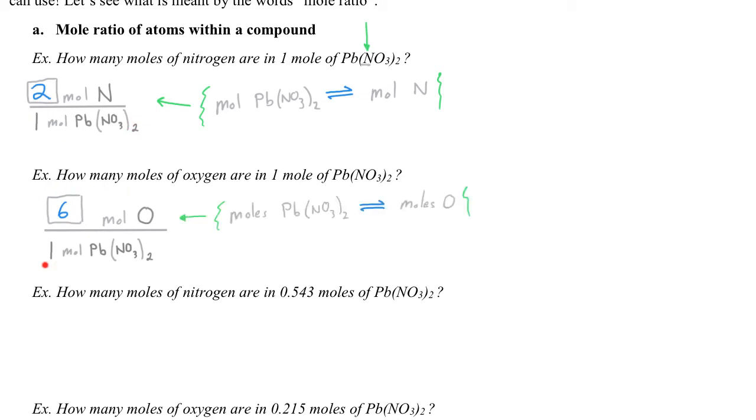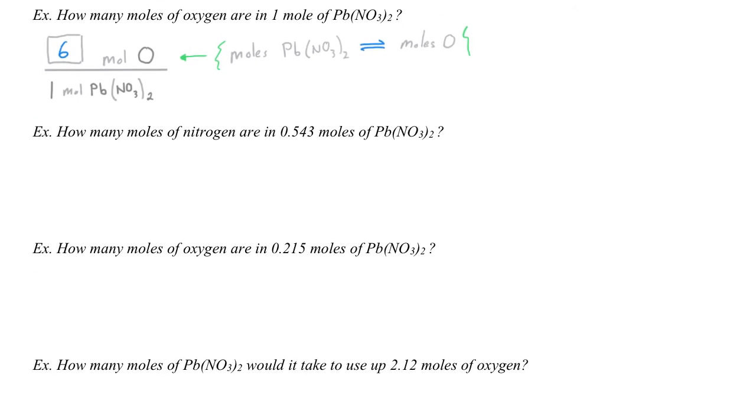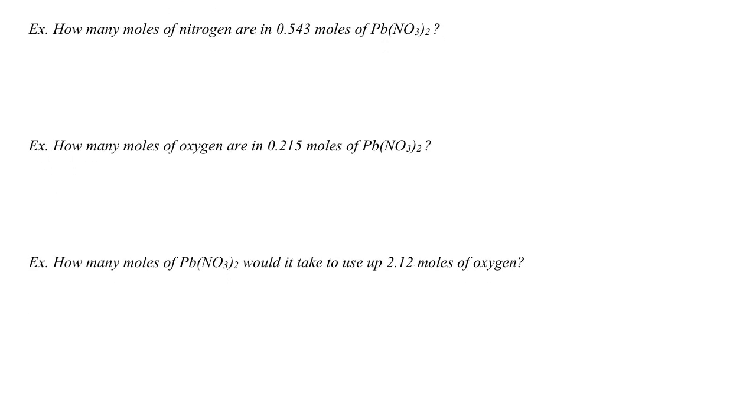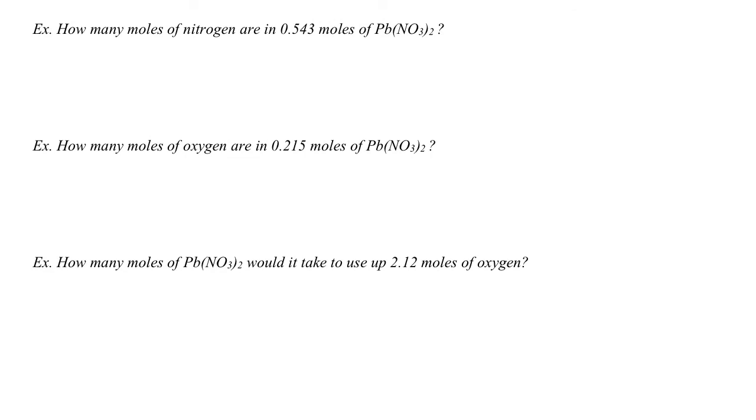And we have another conversion factor that will let us go between moles of oxygen and moles of lead nitrate. Now let's take a look at this next example here, which lets us use these conversion factors. Here we see how many moles of nitrogen are in, say, 0.543 moles of lead nitrate. So how do we go about doing this?